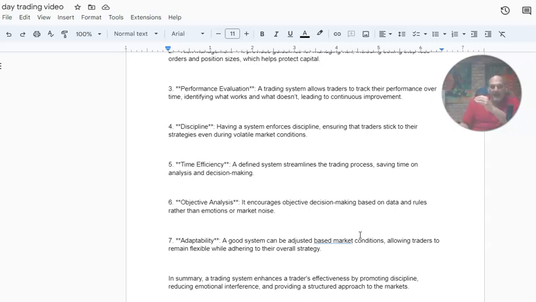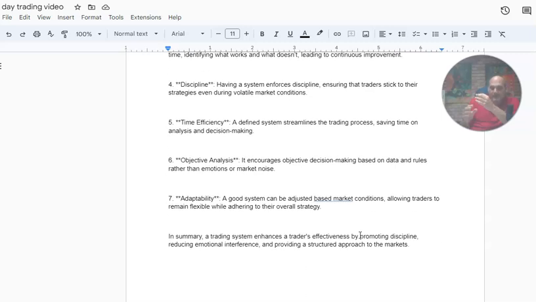Okay. Adaptability. A good system can be adjusted based on market conditions. That's what we were just talking about early in the video. So, in summary, a trading system enhances a trader's effectiveness by promoting discipline, reducing emotional interference, and providing a structured approach to markets. Now, that's not a bad ending. I'll give the assistant that. Anyway, all right, so let's move on to the charts and let's talk about the next key point in this.